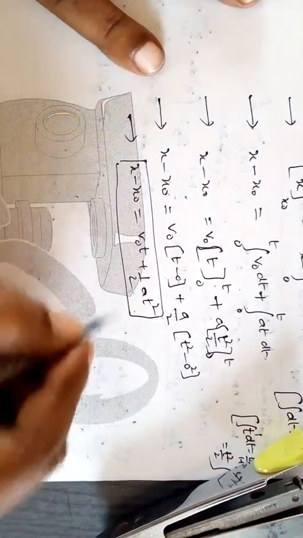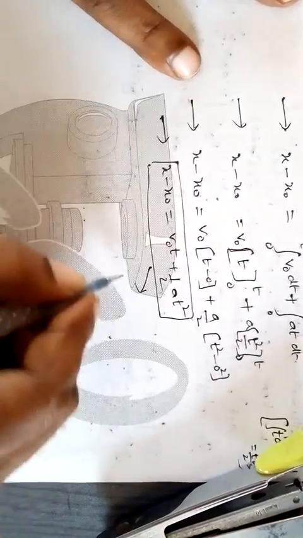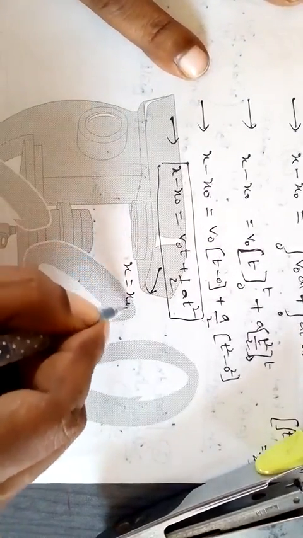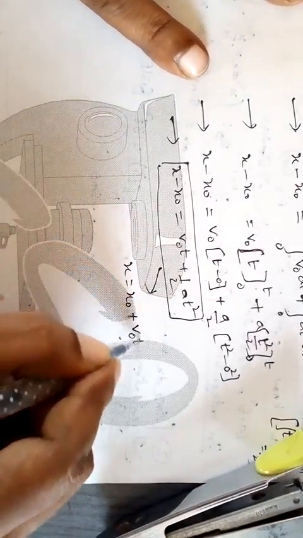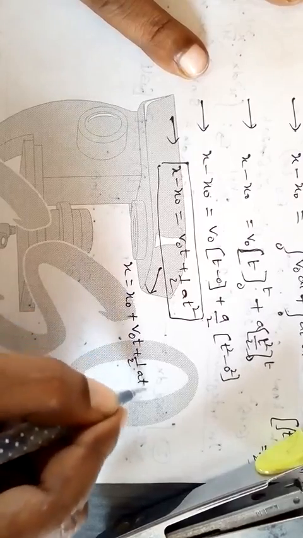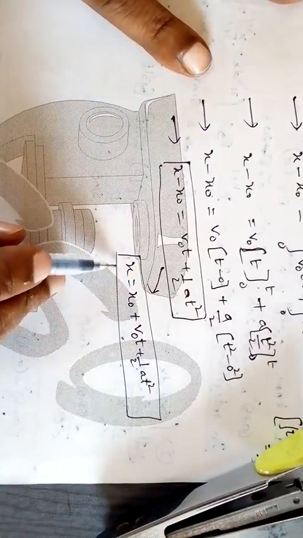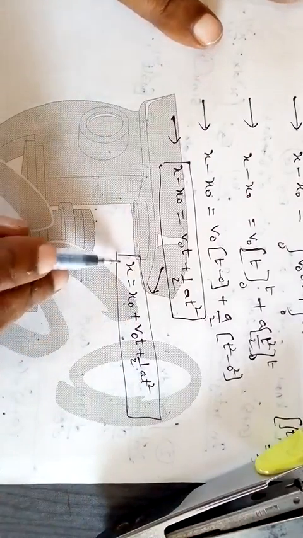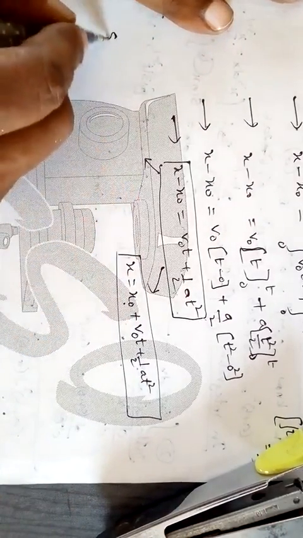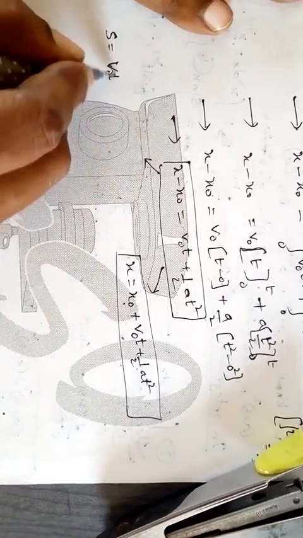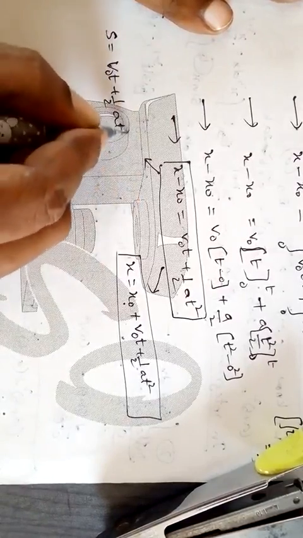See, from this we can write like this here. x equal to x0 plus v0 t plus half a t square. This gives position after a time interval. Initial position, final position. This equals s equal to v0 t plus half a t square.